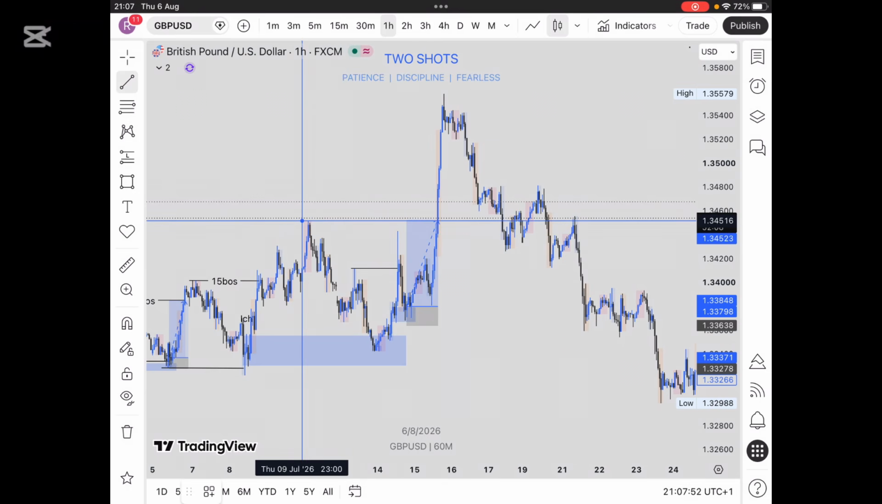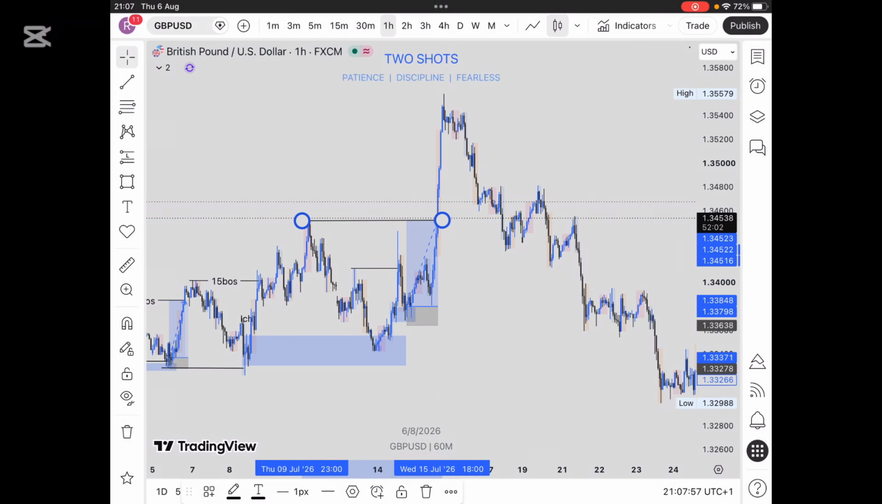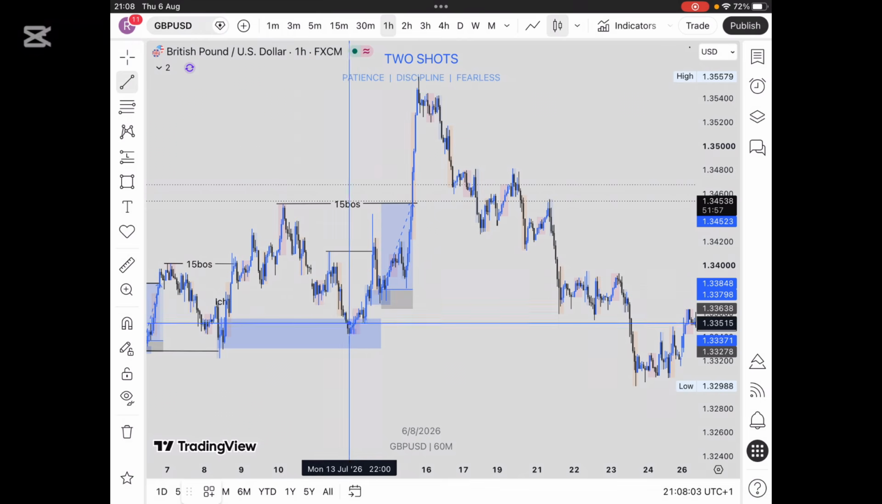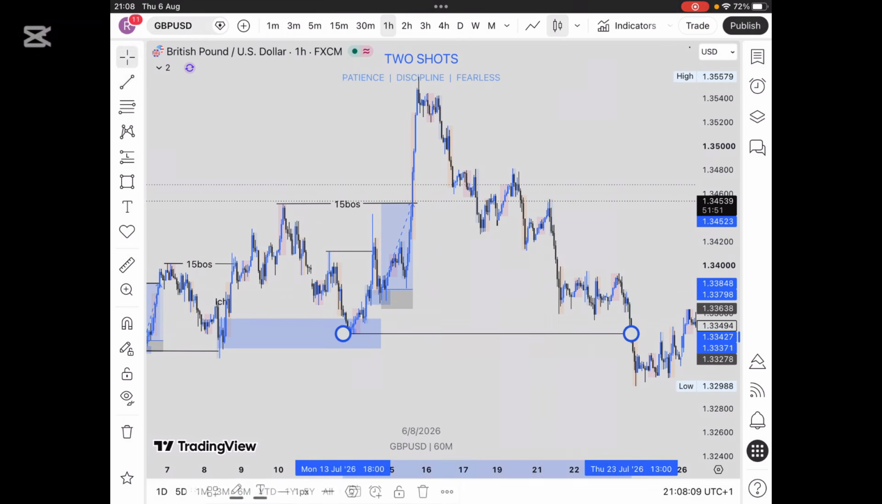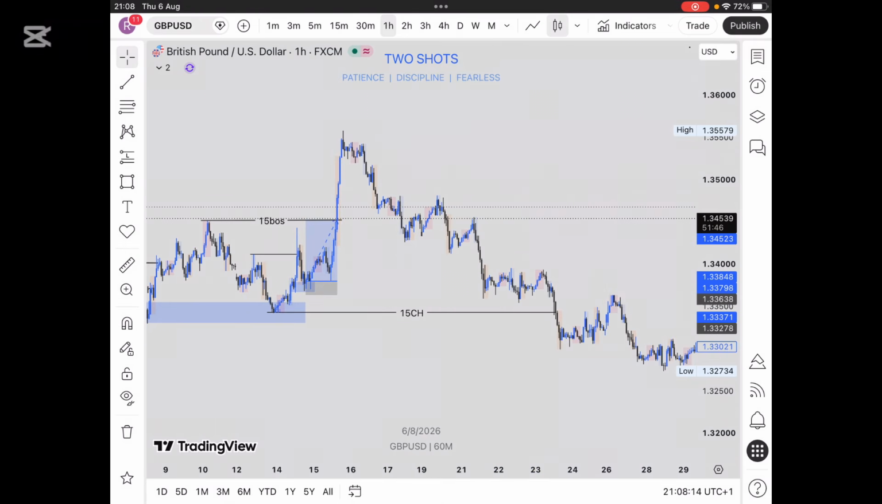Remember, after we had a break of structure right here, this low became our last original low. Our last original low is going to be a change of character point. As you can see, after this last break of structure, price retraced. Coming back down, it refused to react and buy again. Instead, it came down and broke our 15 minutes low completely.